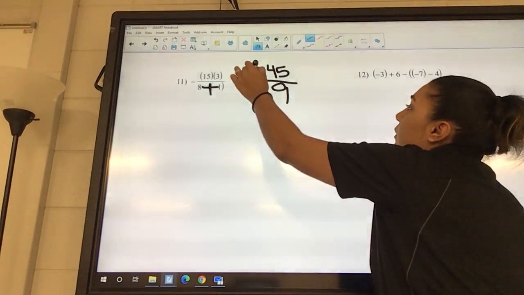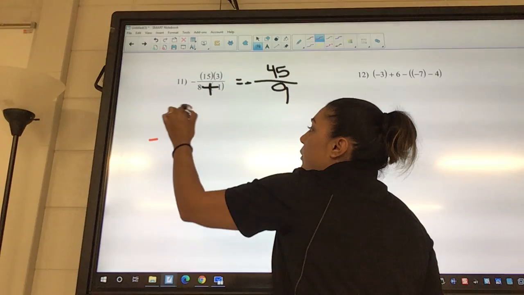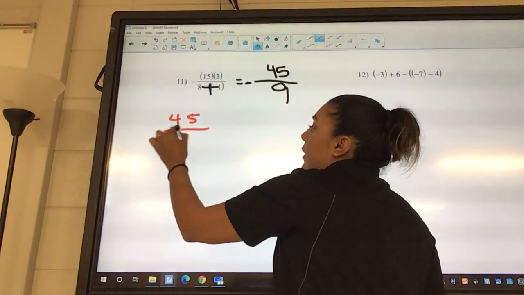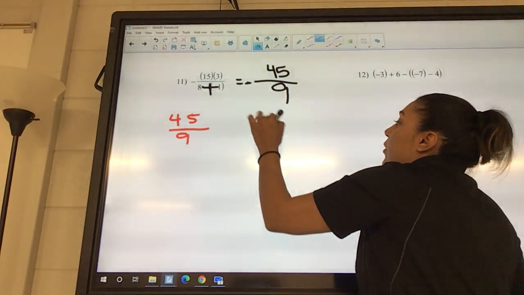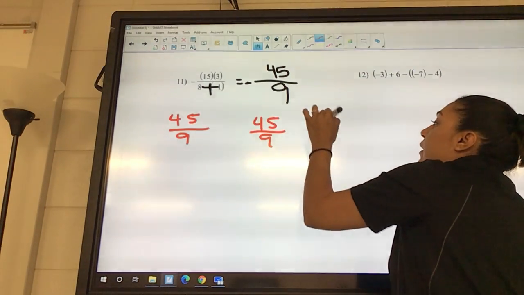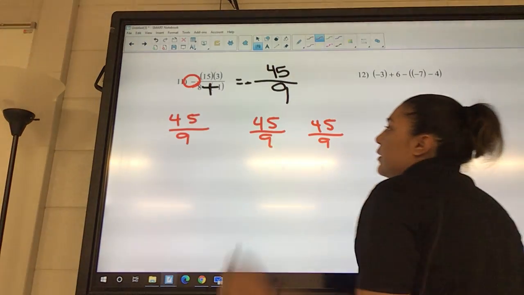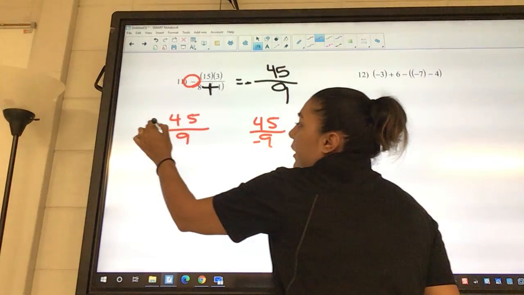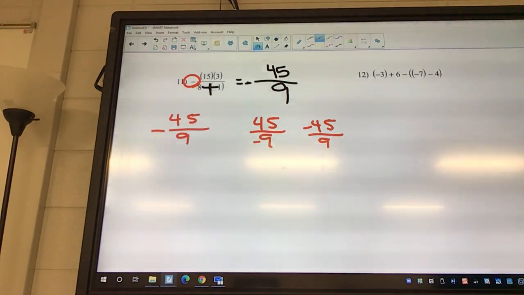Now, I do want to tell you that it does not matter. All of these are the same. If you say negative 45 over 9, 45 over 9, 45 over 9, it doesn't matter if we put this negative up here, down here, or out in the front. They all mean the exact same thing. You're going to end up with the exact same answer.